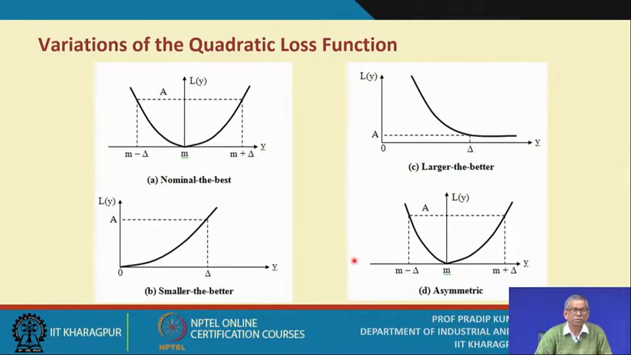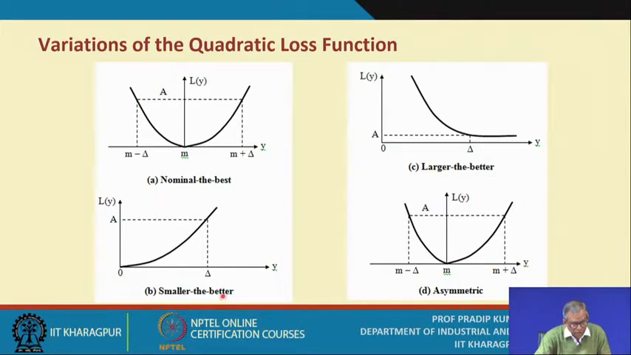These four cases we have explained with the help of figures, and looking at these figures, you will get an idea about the variations of the quality loss function. Here the nominal is the best case, which we have already explained. M is the target value or the nominal value, meaning the desired value. If the deviation is m plus delta on this side and m minus delta on the other side, you will find it is a symmetric loss function. That means the loss you incur, that is capital A, remains the same.